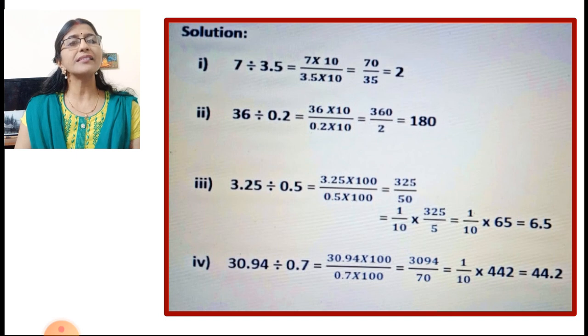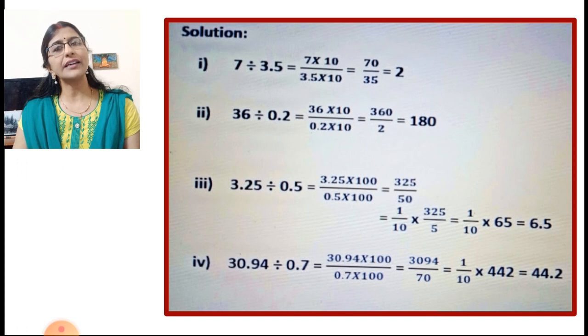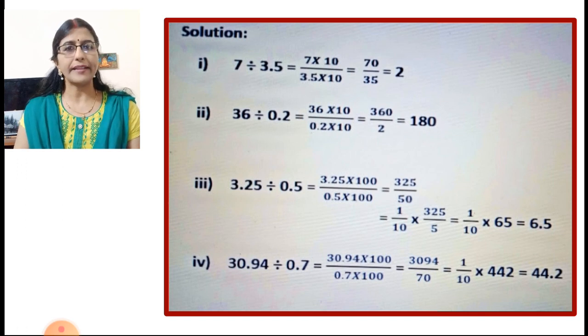So now here you can see 325 and 5 we can reduce. It will be divisible by 5. You will get 65. It is written. And then this fraction 1 upon 10 will become 65 upon 10. 1 into 65 is 65 upon 10. And then as we are dividing 65 by 10, the point will be shifted to the left by 1 place. So you will get 6.5. This is the way you will get the answer.